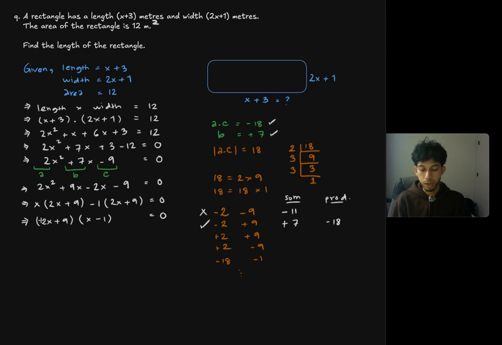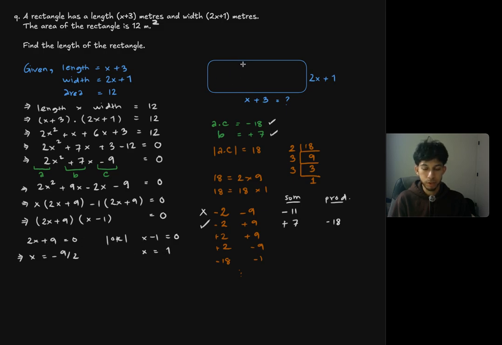At this stage, either 2x plus 9 equals 0 or x minus 1 equals 0. Either of them being 0 will make the whole equation 0. So we write 2x plus 9 equals 0 or x minus 1 equals 0. x equals negative 9 over 2 or x equals positive 1.